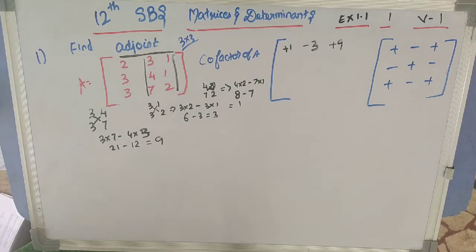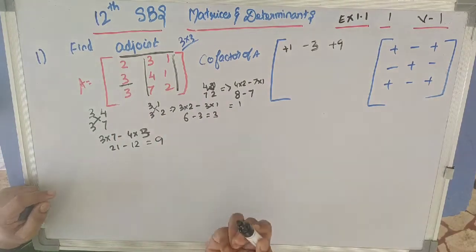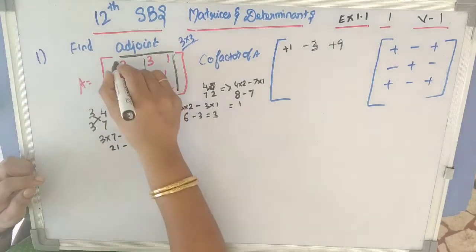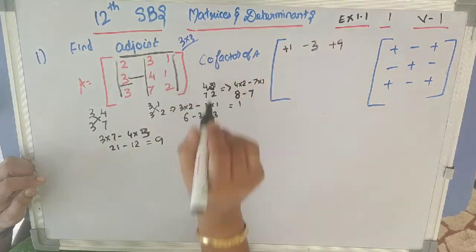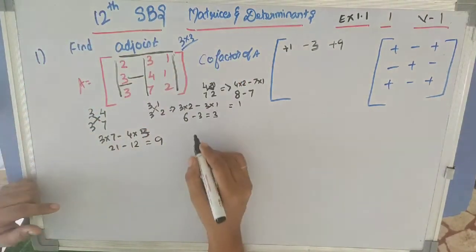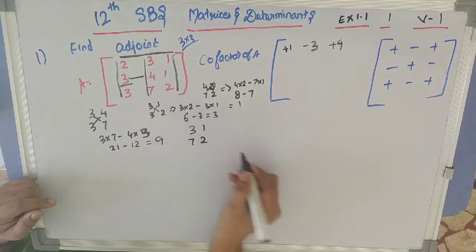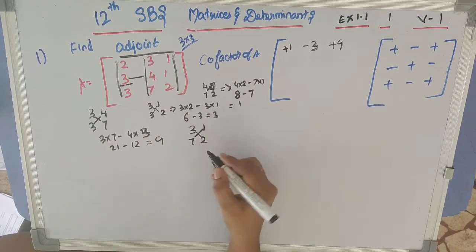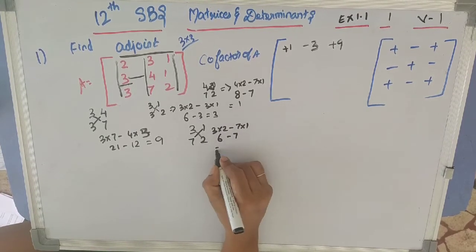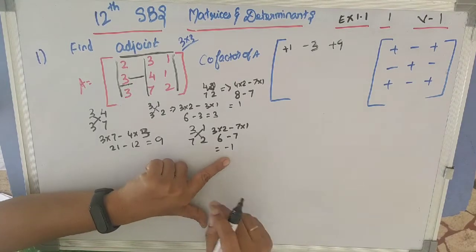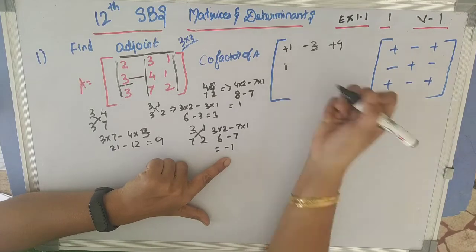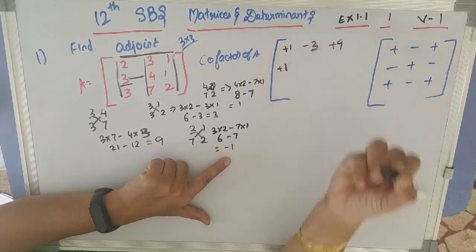Now we have to find the cofactor for 3. Where is 3? It is in the second row and first column. Eliminating the second row and first column, we have 3, 1 and 7, 2 as remaining. On cross multiplication, 3 into 2 minus 7 into 1. That is 6 minus 7, which is equal to minus 1. Here, the sign convention for that place is already minus. So minus of minus 1 is plus 1.